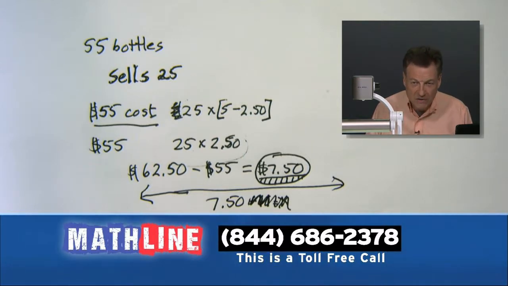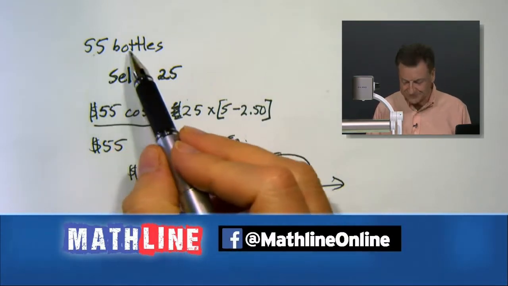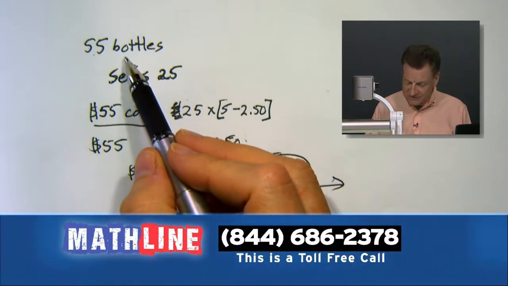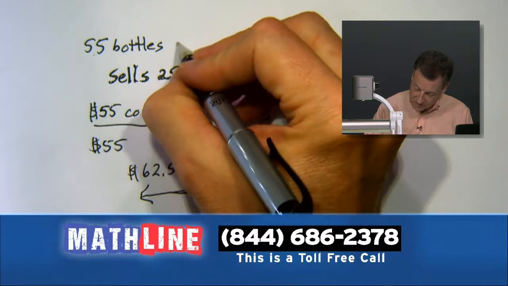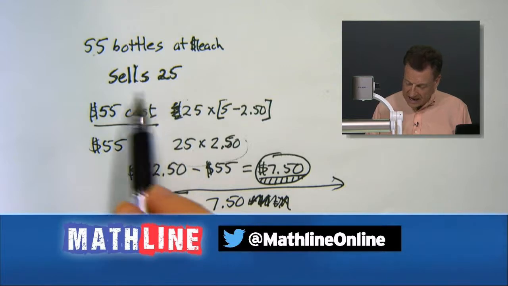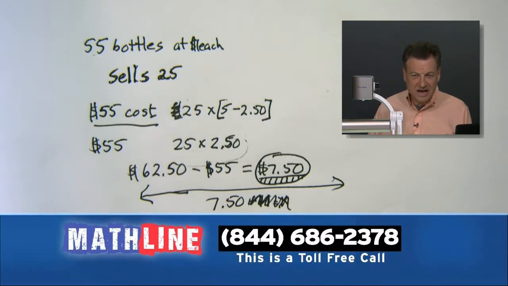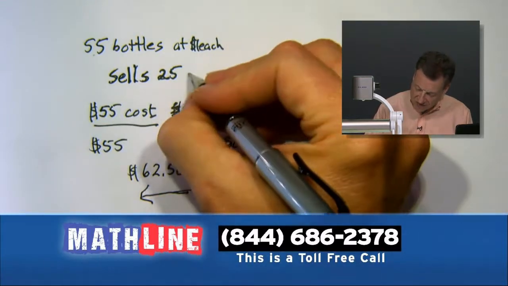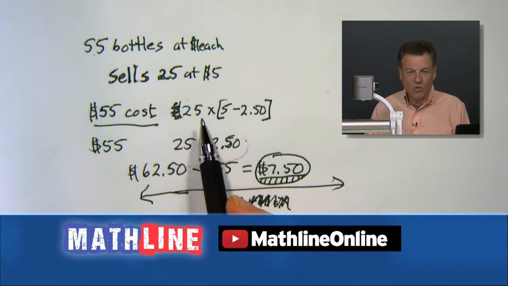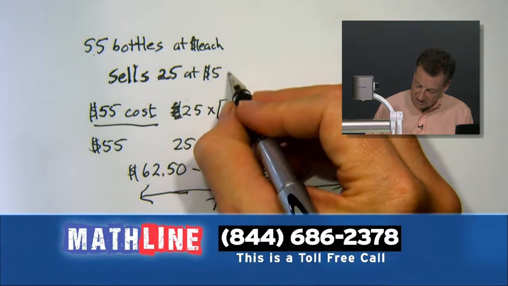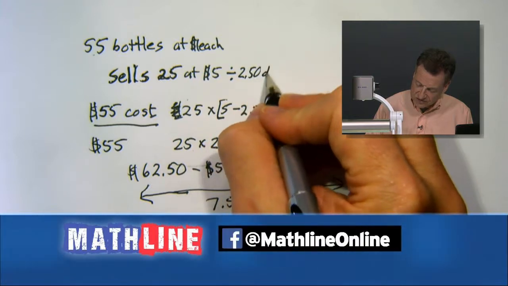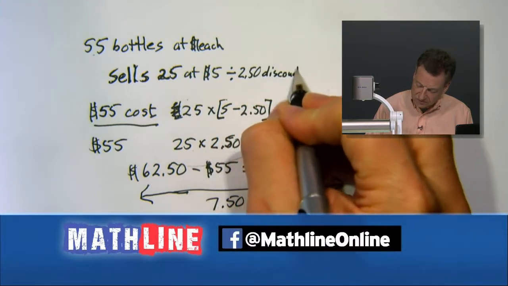So I want to go back and go through what happened here. He basically bought 55 bottles of an item at $1 each. And he's going to sell 25 of them, and I think the idea was they were going to sell it at $5 each. But the thing was, they were also going to subtract a $2.50 discount. So they took half off of those bottles.